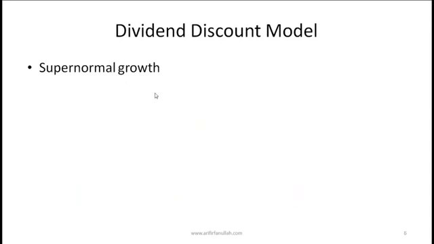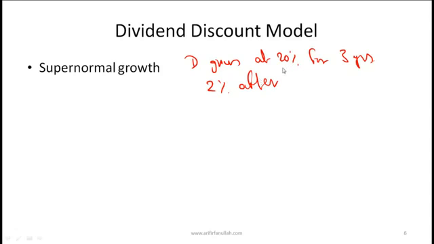Now, how does this work? Let's say that you have a situation where the dividend grows at 20% for 3 years, and then it grows at 2% after that. This is called supernormal growth, because for a short period of time we have exceptional growth, and after that we slow down to a regular constant rate of 2%. And again, assume D0 is equal to 10, cost of equity is 10%.